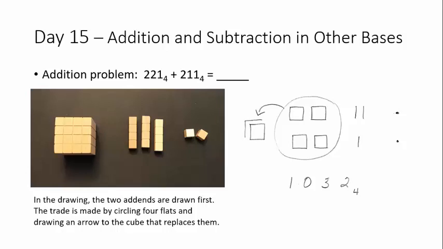Notice how I've circled the 4 flats. I draw the symbol for a cube and draw an arrow to that cube. The sum will be the objects in your drawing that are not in circles. Our sum is 1032 base 4. We have a 0 because there are no flats left.